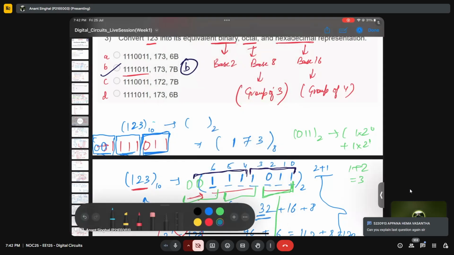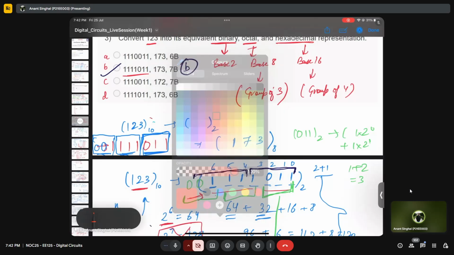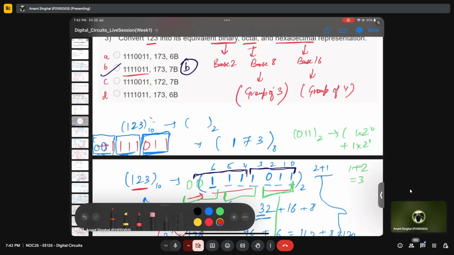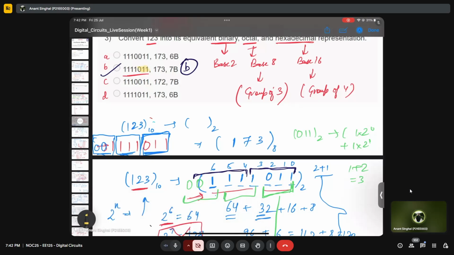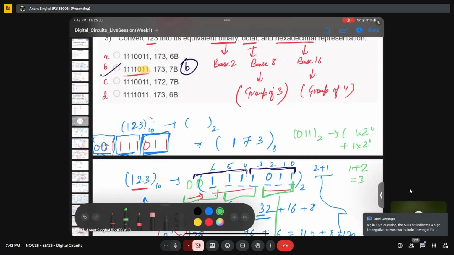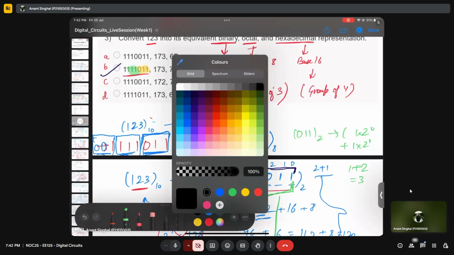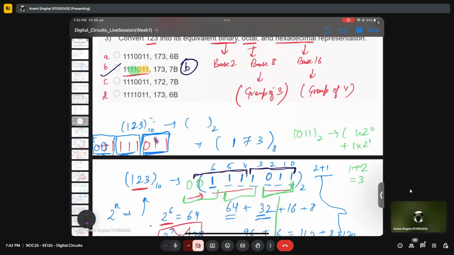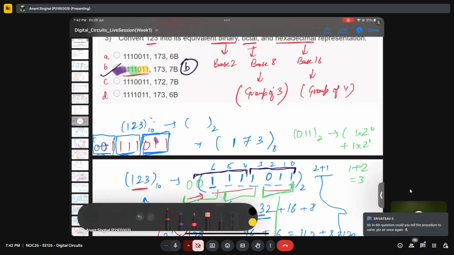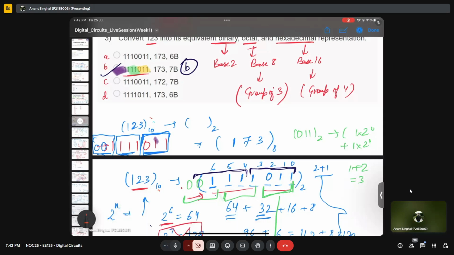If you have done the binary part correctly, let me emphasize that. The first 3 digits are 0, 1, 1. You can say this is 3, right? 0, 1, 1 is 3 in decimal. Then 1, 1, 1 is the next 3 bits, so you can say it is 7, right? And then 0, 0, 1 is 1. Okay, sir.